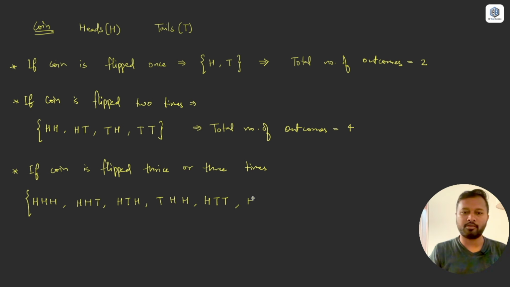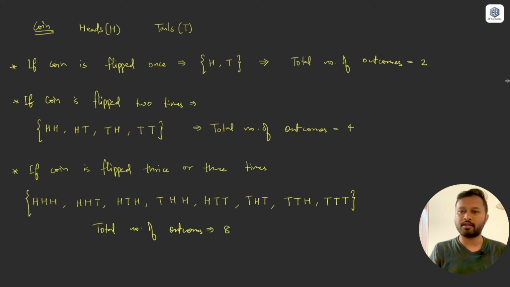Now again you just have to write down all the possibilities from here. Okay, THT, that means tails, heads, tails. Then you have tails, tails, and heads, and the last one is tails, tails, and tails. So if you write down the total number of outcomes, that is going to be 1, 2, 3, 4, 5, 6, 7, 8. So it's going to be 8.